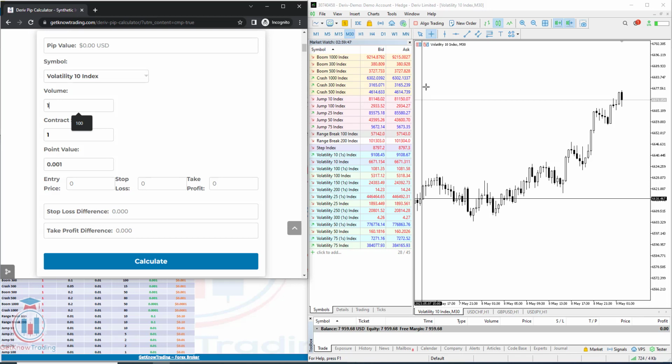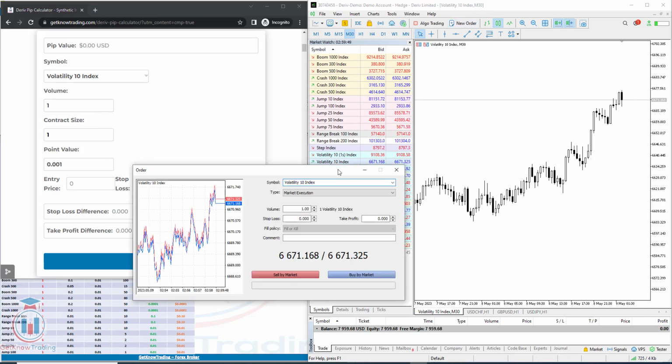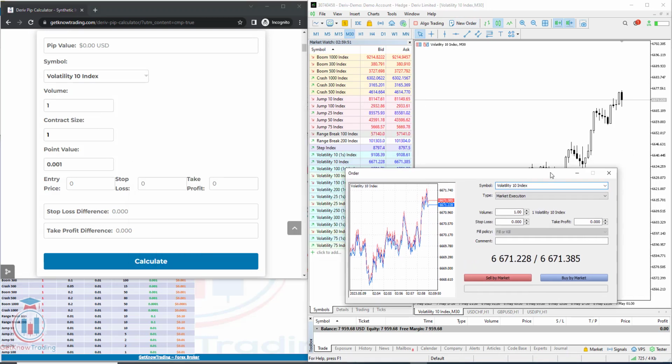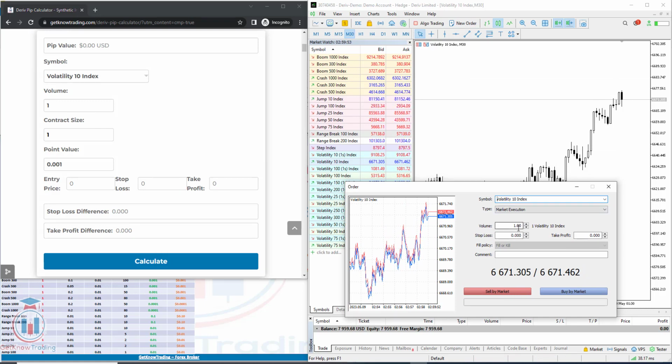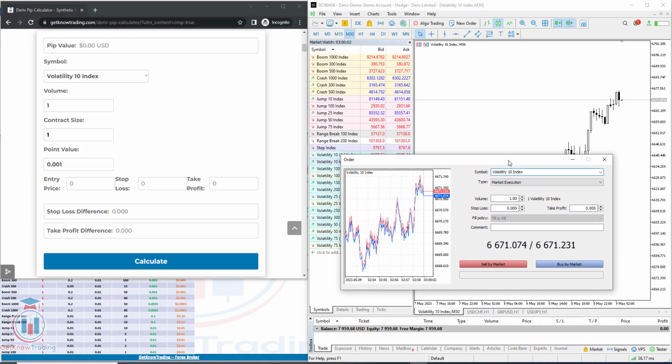The volume is a lot size, so for example, if you click here open new order in the trading platform, you have here the volume that you need to select, and that is the lot size. It defines what is the volume that you will have on this trade.